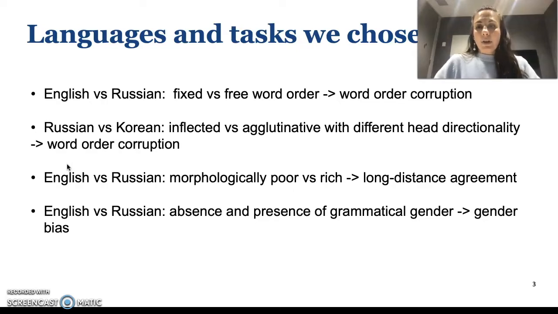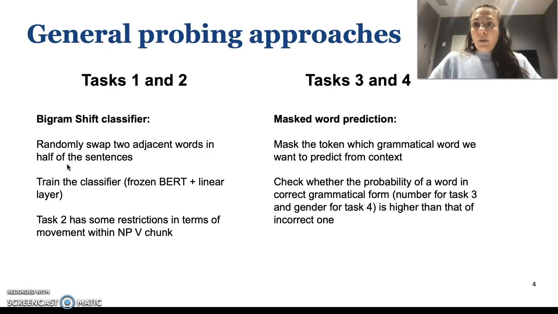So in the first task, we choose English as a morphologically poor language and Russian as a morphologically rich language in terms of plural agreement, and we check for long-distance agreement. And in the last task, we check for presence of gender bias in a language with forms, noun, adjective, verbs, and noun forms marked for grammatical gender, such as Russian, and a language without such marking, such as English. So we approach the task using two main methods.